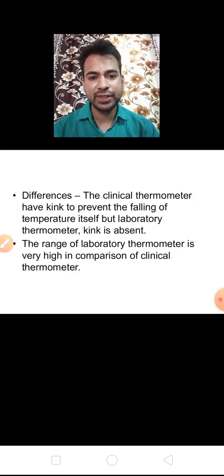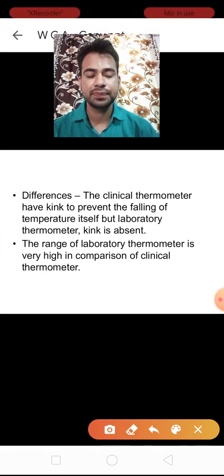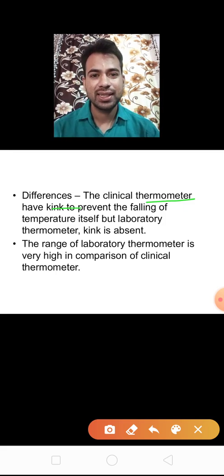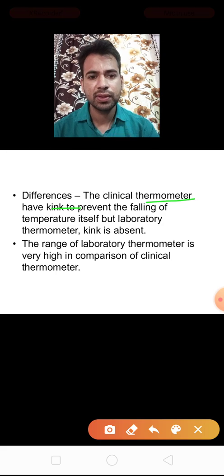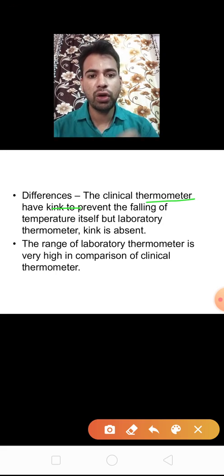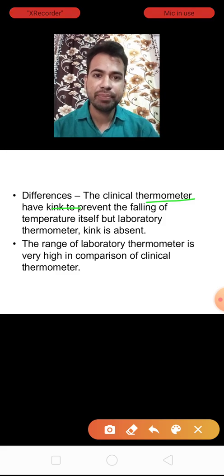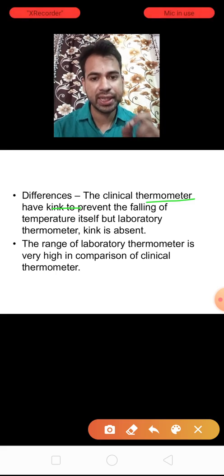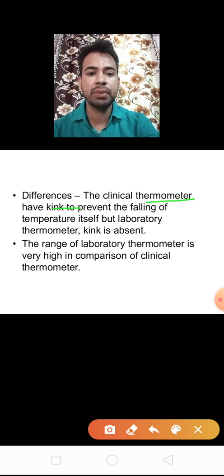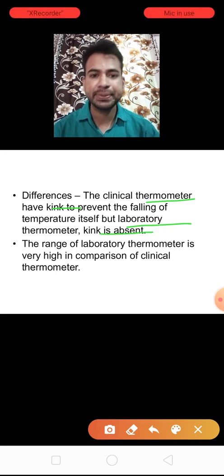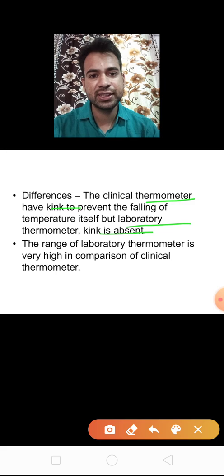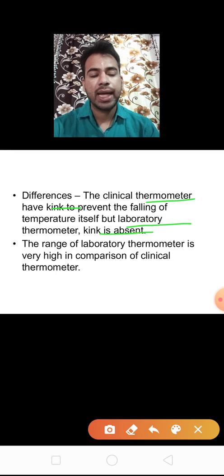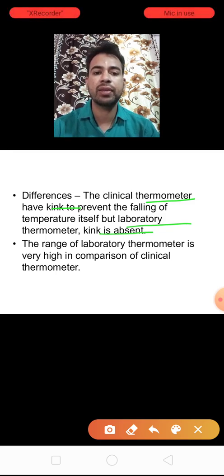Now, the difference is that the clinical thermometer has a kink. It is near the bulb. The role of the kink is to prevent the temperature from falling. So in the clinical thermometer a kink is found, but in the laboratory thermometer the kink is absent. So the first difference is that the kink is present in the clinical thermometer and absent in the laboratory thermometer.